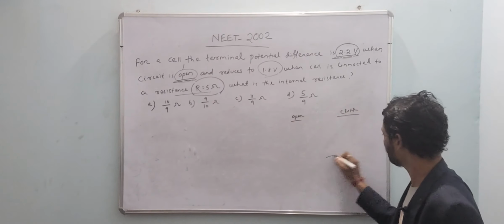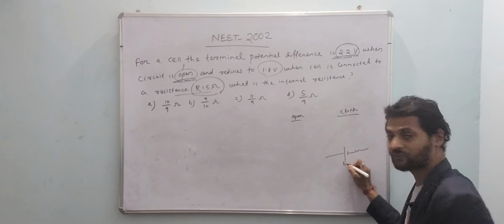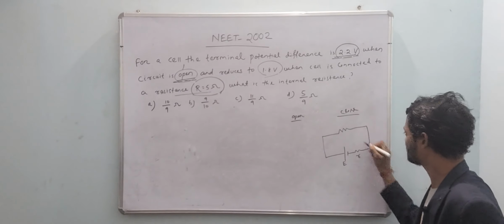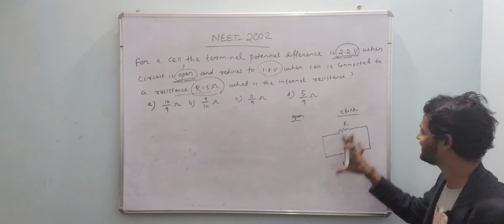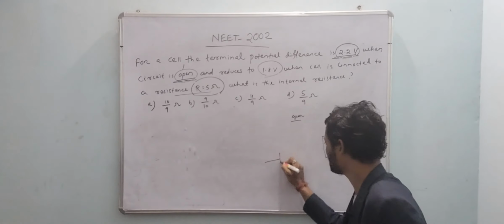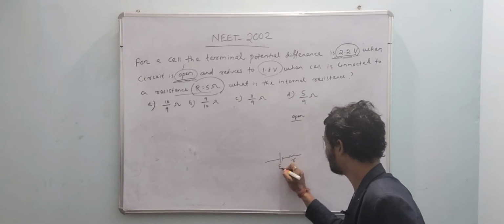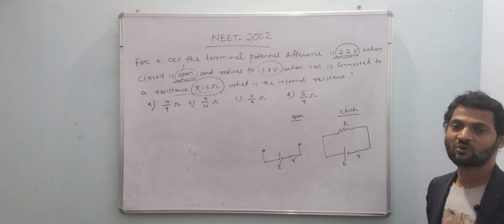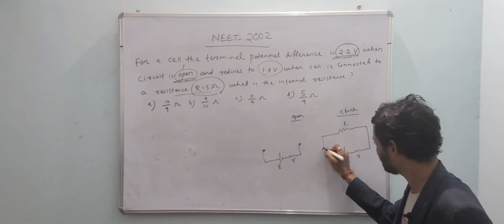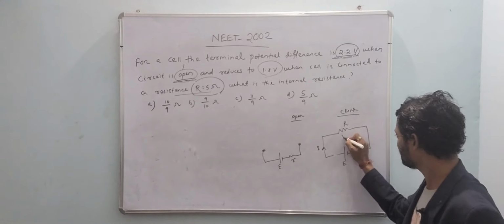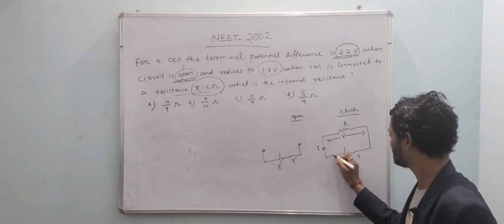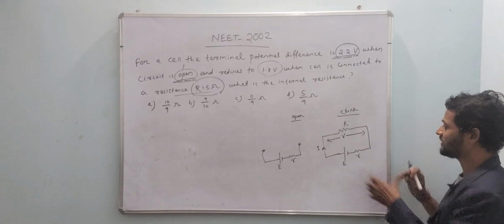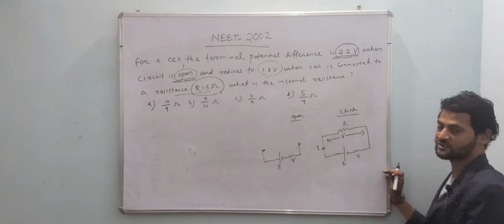See, closed circuit means if you have a cell of EMF E and internal resistance r, if we connect an external resistance, then we can say this entire circuit is a closed circuit. If the same cell having internal resistance r and EMF E, if we do not connect any resistance over here, then we can say it is an open circuit. Okay? So let the current through the circuit be I. The potential drop across the resistance is called terminal potential difference.